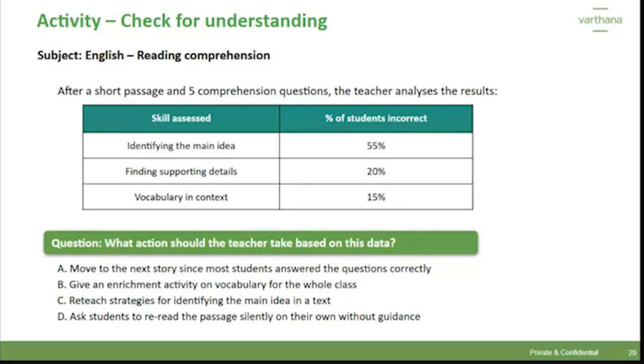So teachers can use some group activities or other performance-based activities to enhance their learning, because here the data clearly shows that 55% means more than half of the class. We can't go to the next lesson immediately. We have to reteach this lesson first, then we go to the next lesson.